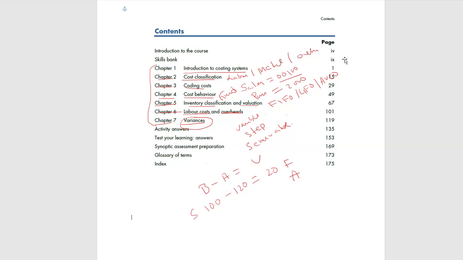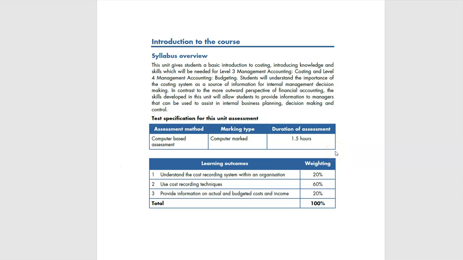Now we'll move on to the marking category for this exam. Let's have a look at where the questions will come from in the exam. There will be a total of 100 marks in the exam, and we have to answer all of these 100 marks. There is no optional question. We have to make sure we answer everything in the exam. The exam will be marked by the computer, so the assessment method is computer-based assessment, marking type computer, and the duration for the exam will be 1.5 hours. So you have to answer every single question for 1.5 hours.